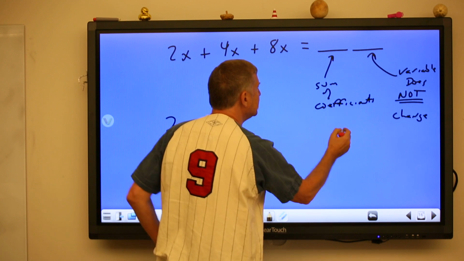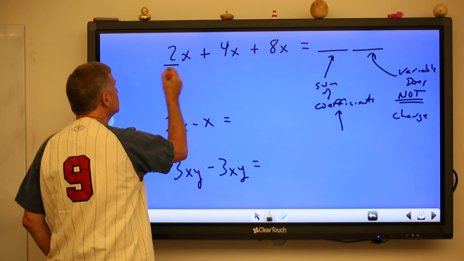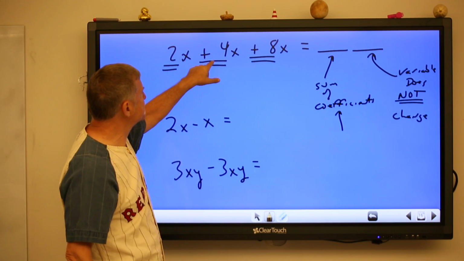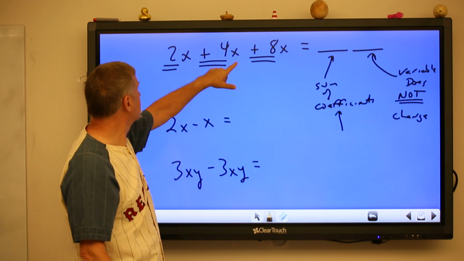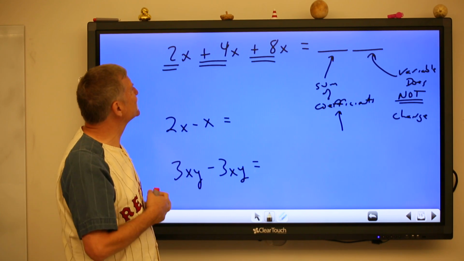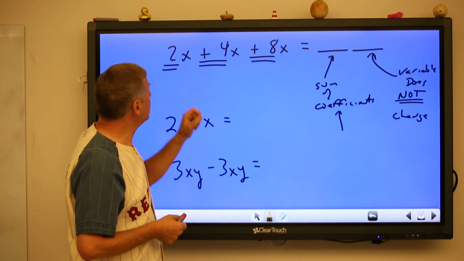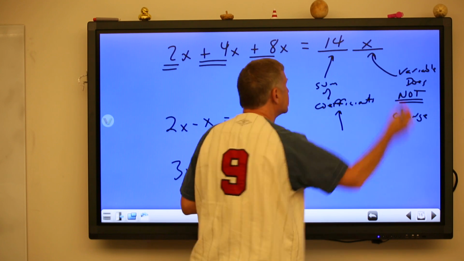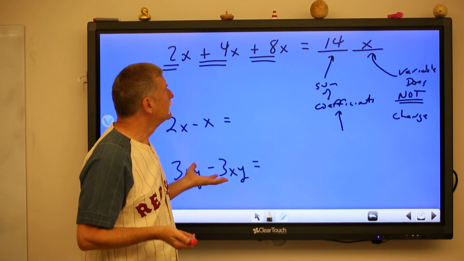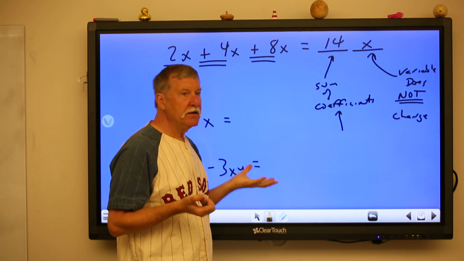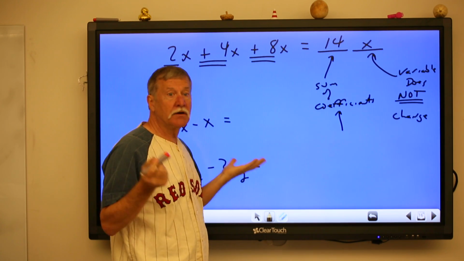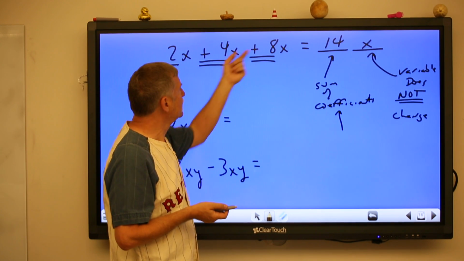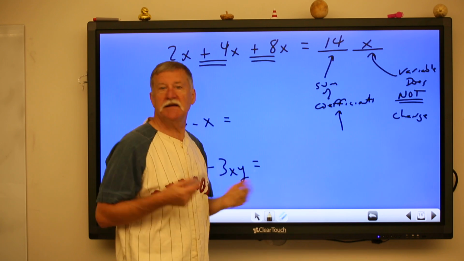So my answer is going to be the sum of the coefficients. 2 plus 4 plus 8. 2 plus 4 is 6 plus 8 is 14, right? So I've got 14 of these things called x. And that's the answer. You keep the variable the same and you add the numbers in front, or combine the numbers in front to get the answer. 2 plus 4 is 6x, plus 8x is 14x, and that's the answer.